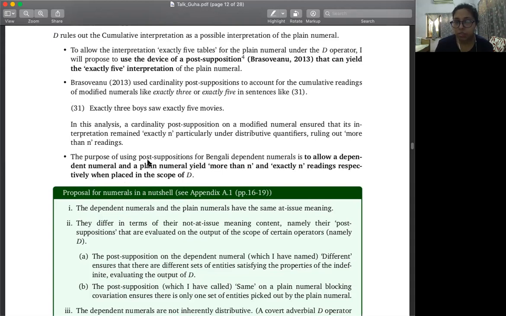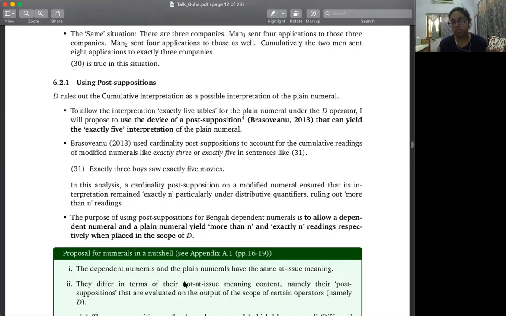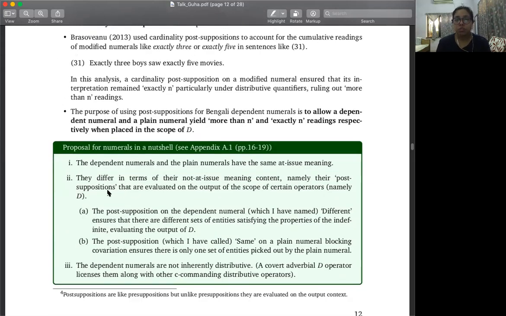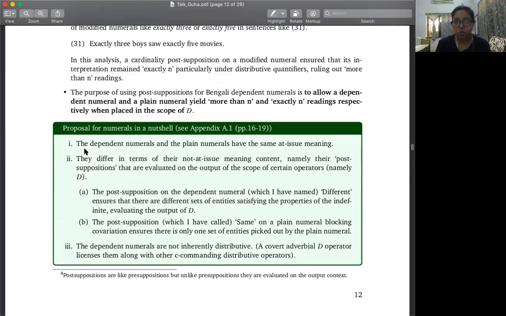The purpose of using post suppositions for Bengali dependent numerals is to allow a dependent numeral and a plain numeral to yield more than n and exactly n readings respectively when placed in the scope of D, right? The crucial ditransitive cases. So to account for that, this is my proposal for the numerals. One, the dependent numerals and the plain numerals have the same at issue meaning. This is similar to Henderson's proposal. They differ in terms of their not at issue meaning content, namely their post suppositions, which are evaluated on the output of the scope of D.